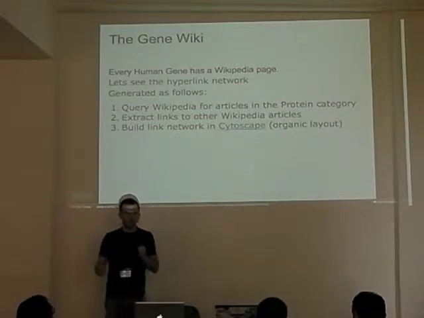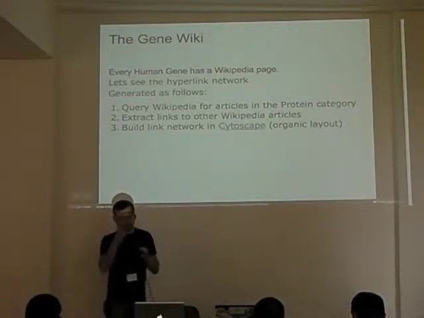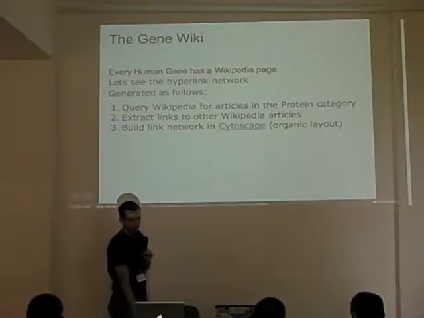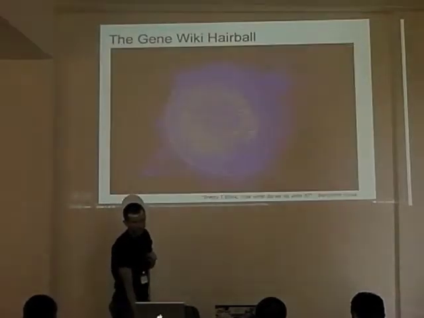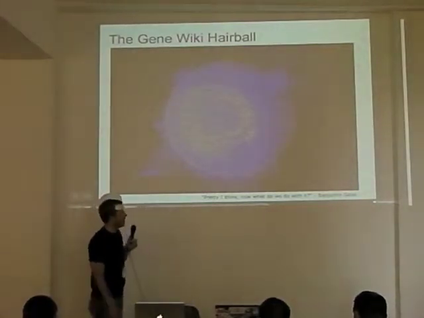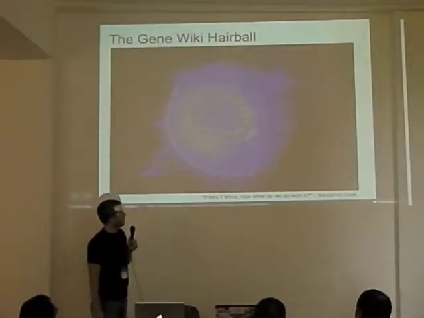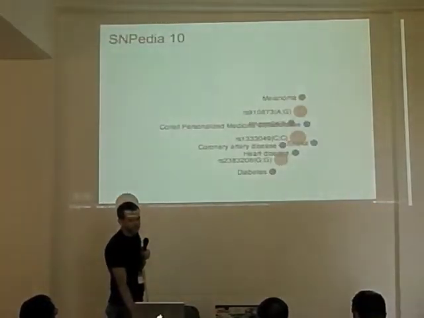The Gene Wiki, which is putting every single human gene into Wikipedia, has tried to use this to see the connections between genes, proteins, and important related topics, and used a tool called Cytoscape to do their actual alignment. This is what they produced. It's called the Gene Hairball. Benjamin's comment was "pretty, I think." Now, what can we do with it? I think everybody knew it wasn't actually all that useful.